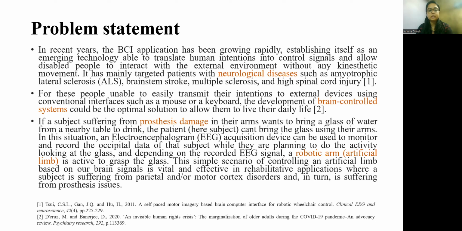In a scenario where a subject is suffering from prosthesis damage in their arms and wants to bring a glass of water from a nearby table to drink, but is unable to bring that glass of water himself, electroencephalogram, in short called EEG, can be used as the data acquisition device to monitor and record the occipital brain signal data of that subject while they are planning to do the activity, looking at the glass. And the robotic arm, which is an artificial limb, is active to grasp the glass.